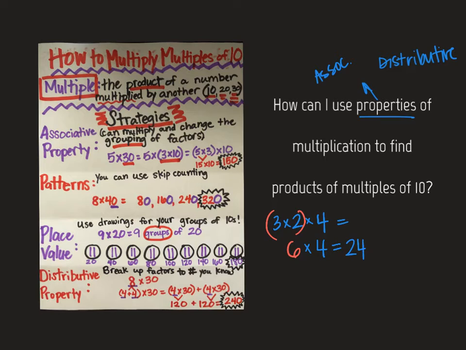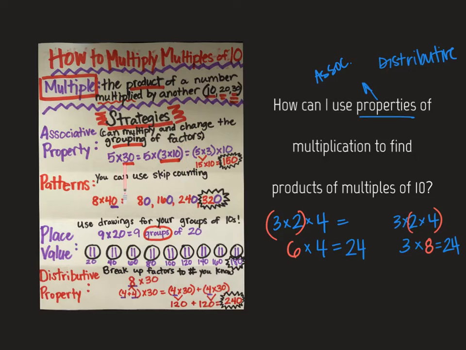Or I can do it another way, 3 times 2 times 4. Instead of grouping 3 times 2 together, let me group 2 times 4 together. When I multiply 2 times 4, that gives me 8. So now I can multiply that by 3, and 3 times 8 gives me 24. So when you talk about the associative property, you're talking about how you can group them in any order. You can change the factors around and you're still going to get the same product.